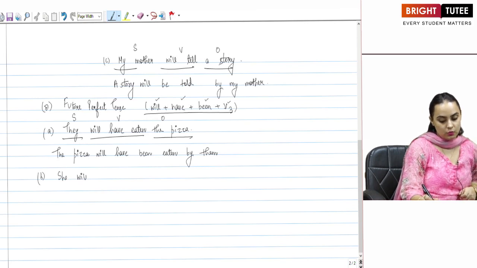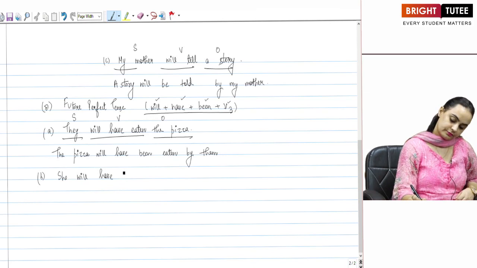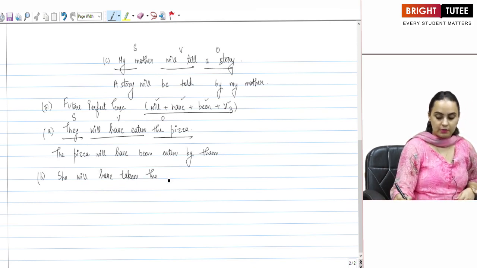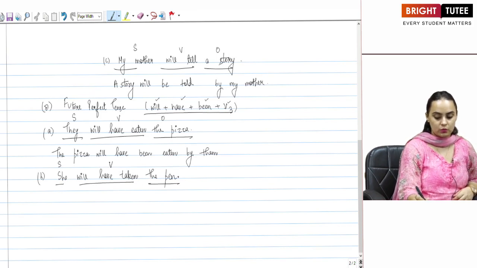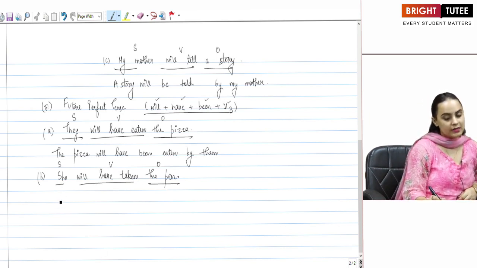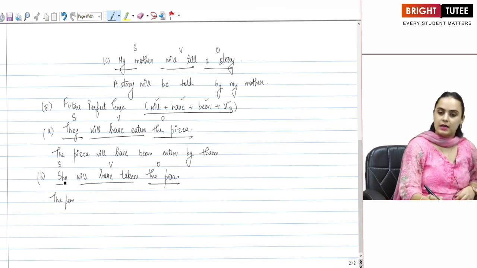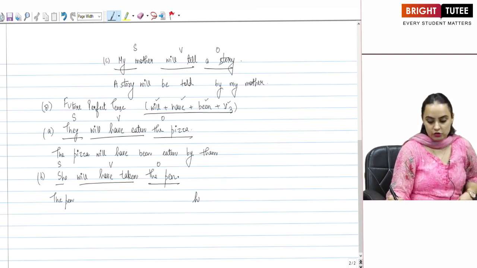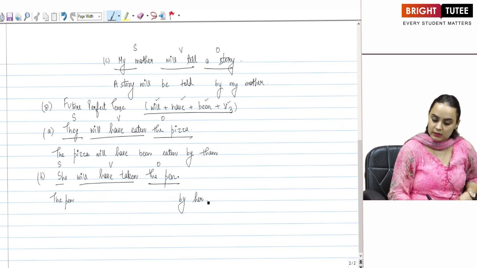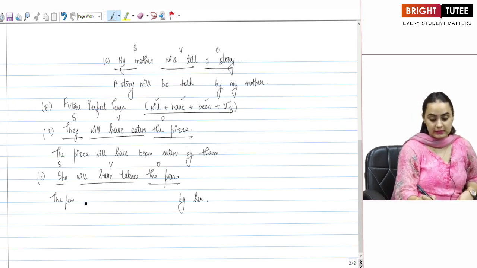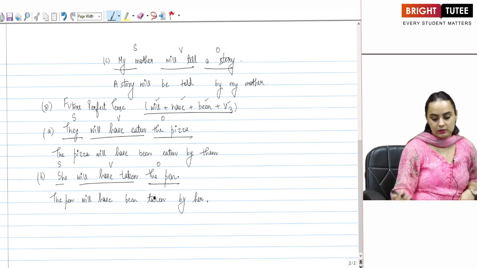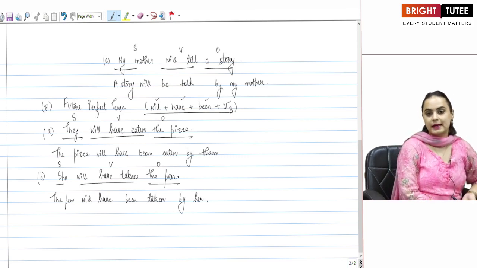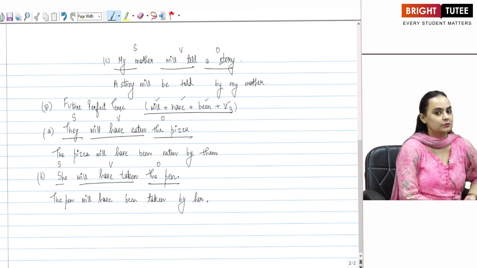She will have taken the pen. Divide, subject, verb, object. Then object changes to the new subject. So it is the pen. Subject becomes my new object. So she changes to her and we add by before it. Now let us change my verb. Again the rule. First we add will, have, been. Third form of the verb is taken by her. So my sentence in the passive voice is the pen will have been taken by her.